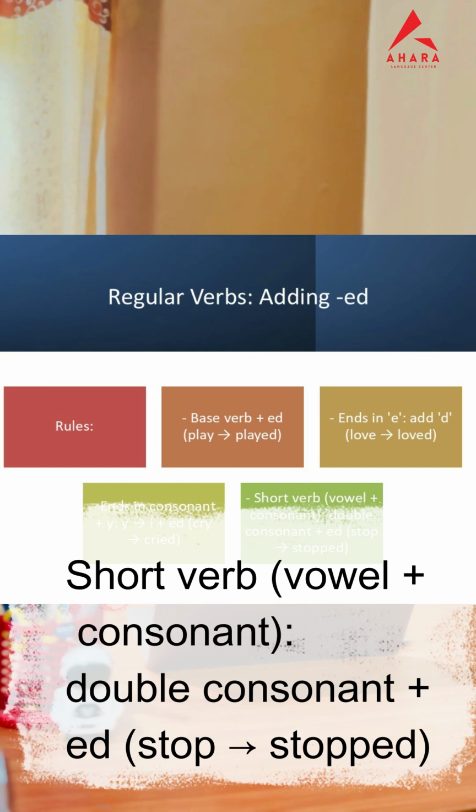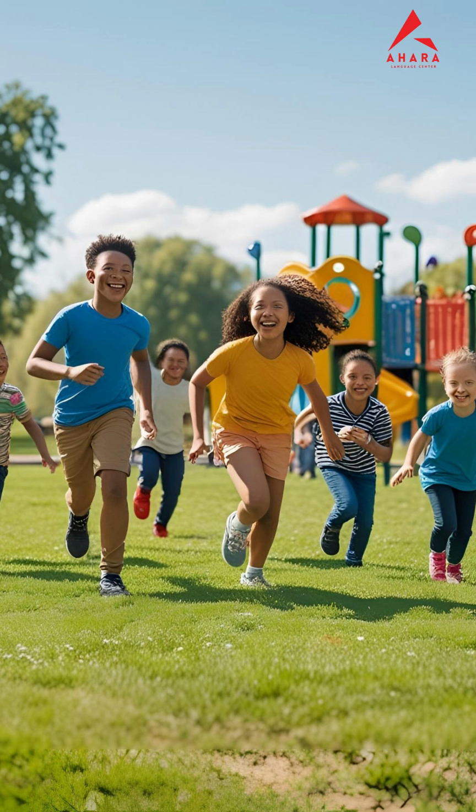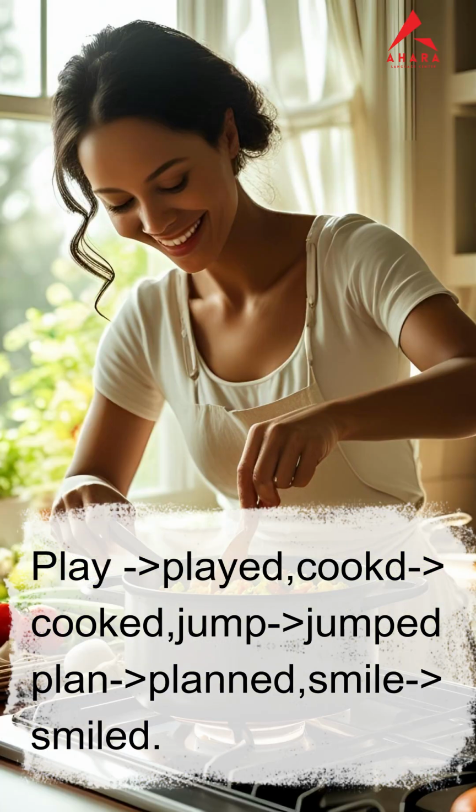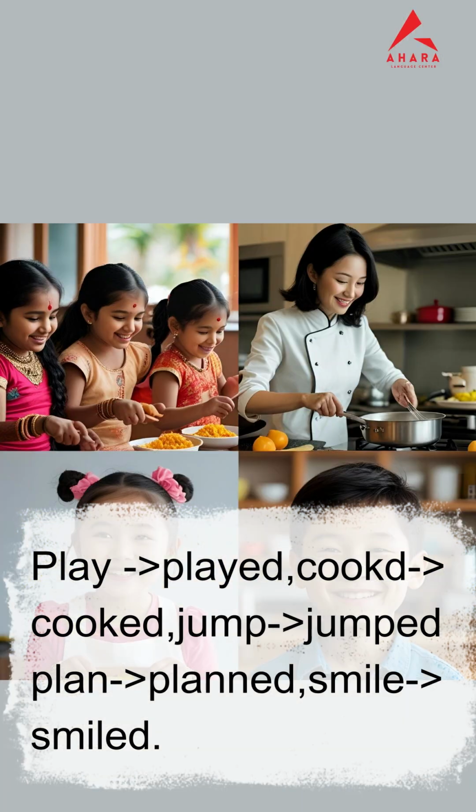Okay. The fourth rule, short verb, vowel plus consonant. If the short verb comes with a vowel and a consonant, then we will double the consonant. What is it? Let's see an example. If I have stop, it's a short vowel. I have the o sound. The consonant p will be doubled here, then it will be stopped. Let's see some examples for the regular verbs. Play, played, cook, cooked, jump, jumped, plan, planned, smile, smiled.